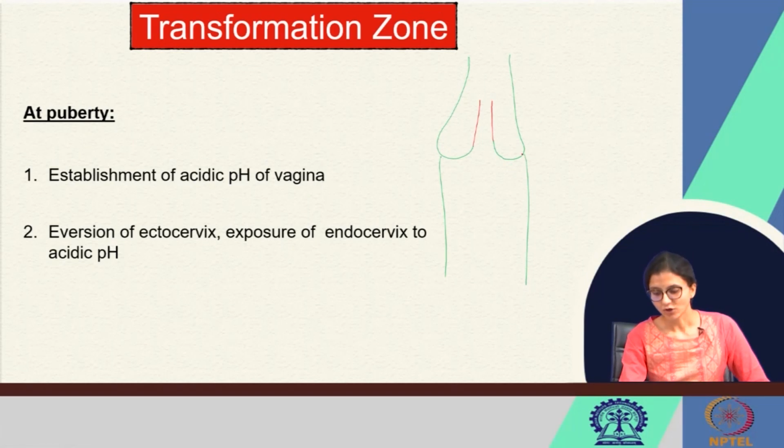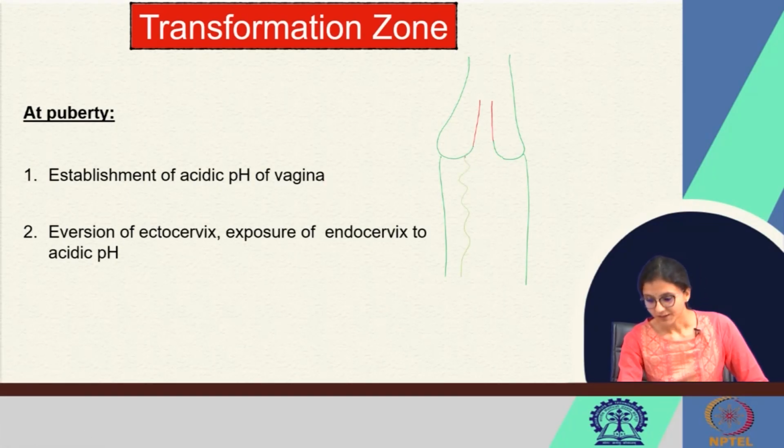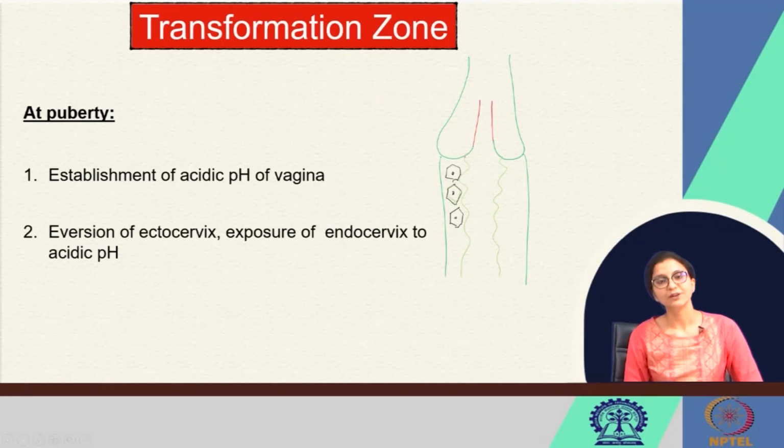Green is the squamous epithelium, ectocervix, and red is the columnar epithelium, right. Now, at puberty there is predominance of estrogen. So, the superficial epithelial cells will become predominant because there is more estrogen being produced from the developing ovarian follicles, and these superficial cells have abundant cytoplasm which contains glycogen.